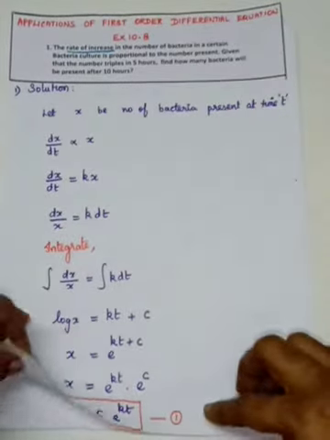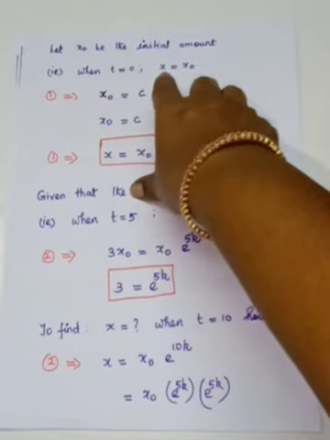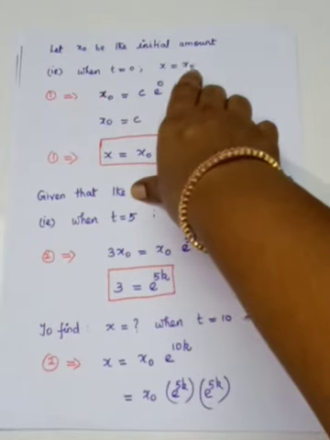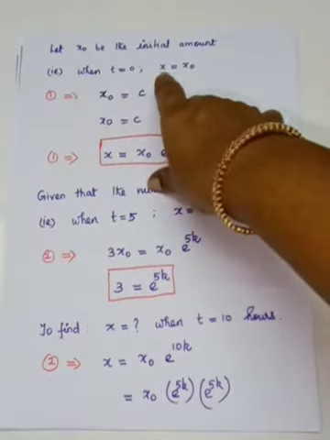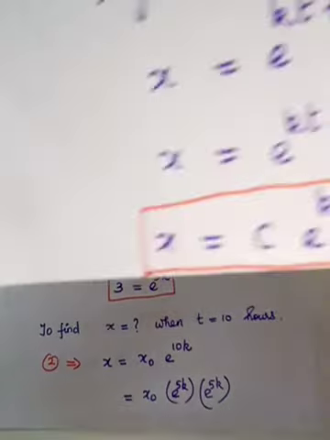Okay, so when t is equal to 0, the number of bacteria present is x naught. X naught is the initial amount of bacteria. That means when t is equal to 0, x is equal to x naught. So this has to be substituted in the first equation.